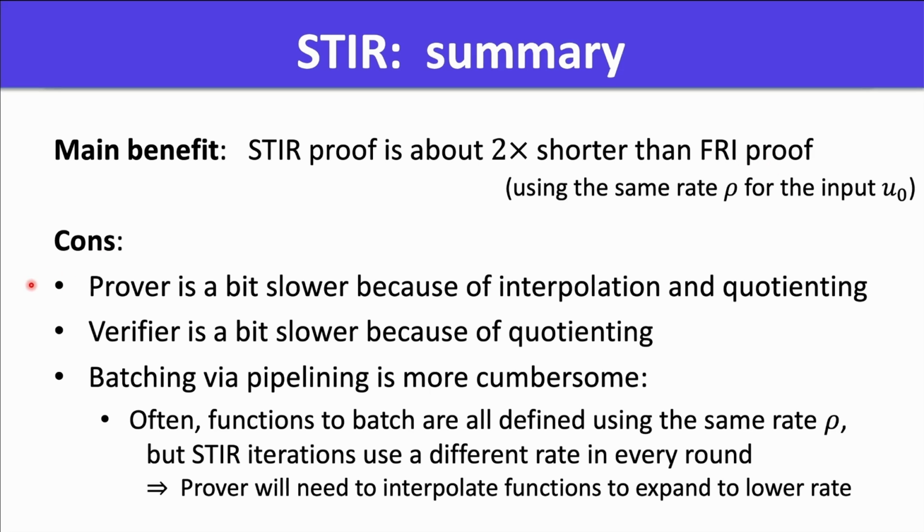The downside is the prover has to work a little bit harder because it has to do interpolation and quotienting. The verifier has to work a little bit harder because it has to do quotienting on its own. So the prover and verifier are a little bit slower, but not by much. And the other issue is that when we do batching using pipelining, STEER is a little bit harder to use because when we do batching, we are batching code words over codes of the same rate, say rate 1/2. And this works very well with FRI, where the rate stays the same from round to round. In STEER, because the rate changes from round to round, if we want to do batching using pipelining, that would require interpolation to make sure that the words that we're batching match the lower rate.